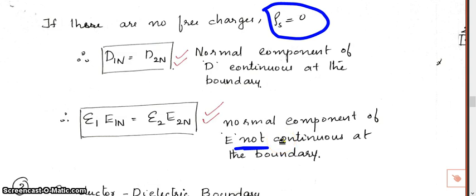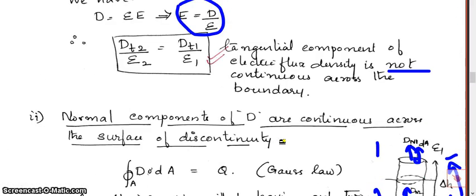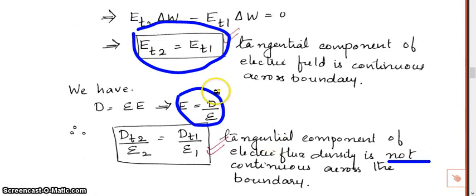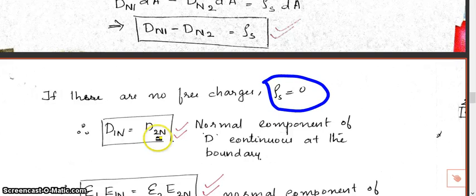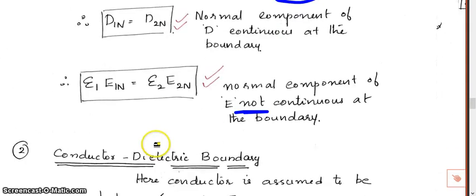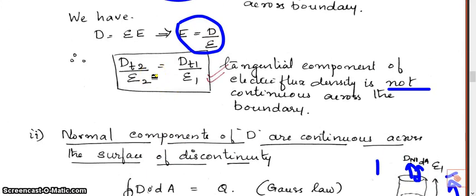So in short we can say that across the boundary of a dielectric medium, the tangential component of electric field and the normal component of electric flux density are continuous, while the normal component of electric field and the tangential component of electric flux density are not continuous.